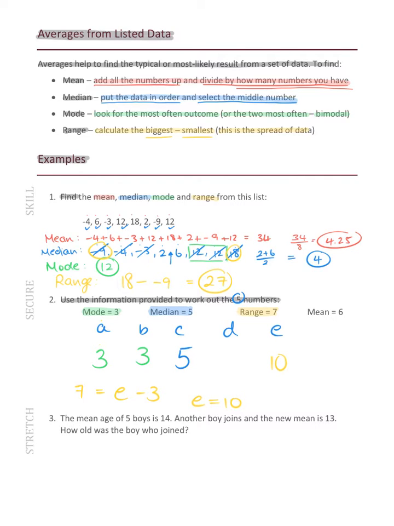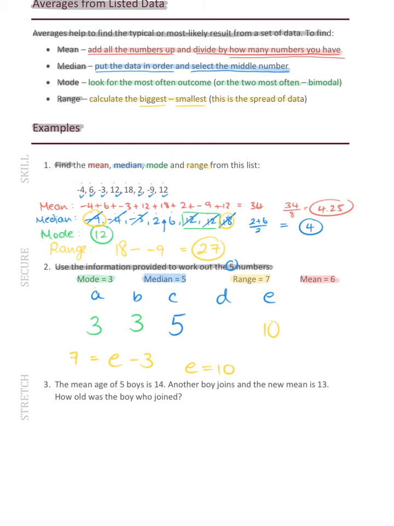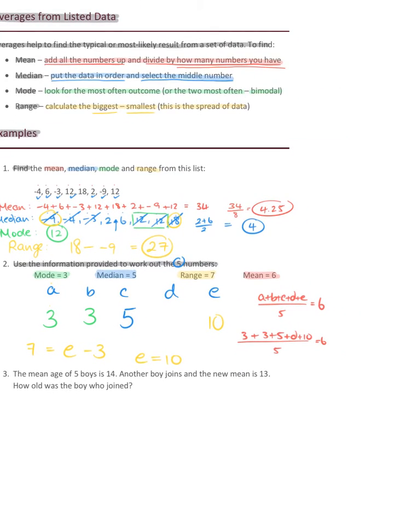And then finally, I need to use the mean. The mean is 6. What that means is if I add all of these up, A plus B plus C plus D plus E, and divide by 5, it equals 6. But I already know a lot of these, so I'm going to put in my numbers. I still don't know D. And then I can add those up. So that comes to 21 plus D over 5 equals 6.